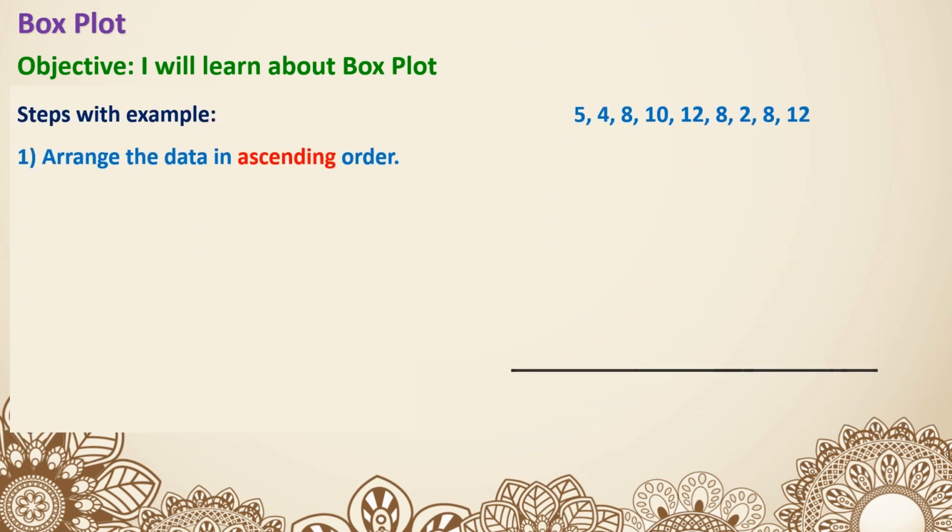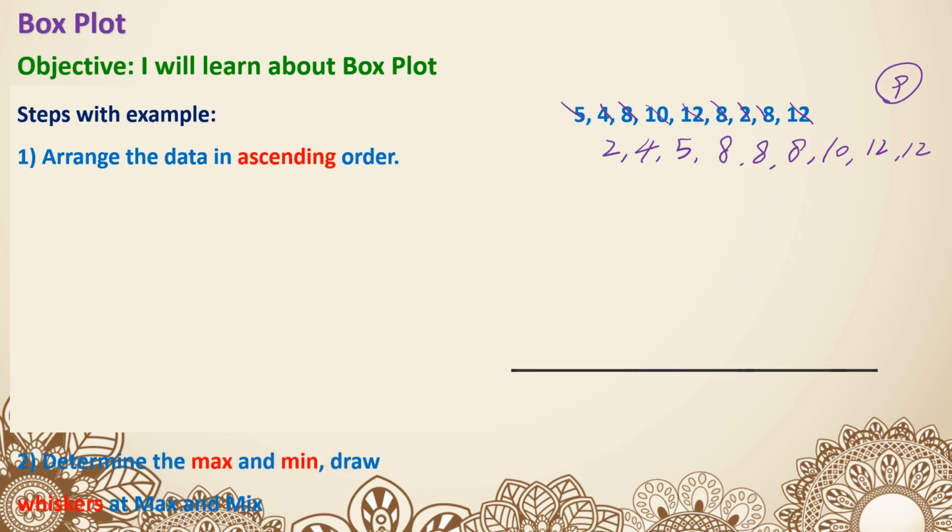Whenever you want to find the box plot, or box and whisker, or 5-number summary, you do need to arrange the data in ascending order. So smallest number first: 2, 4, 5. Then we have a bunch of 8s, and then a 10, a 12, and a 12. We have 9 numbers. Okay.